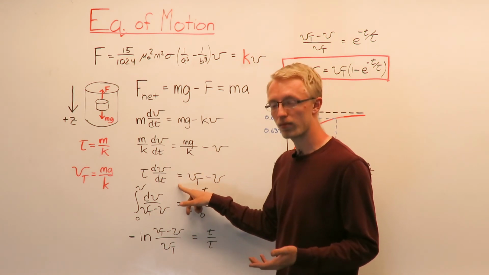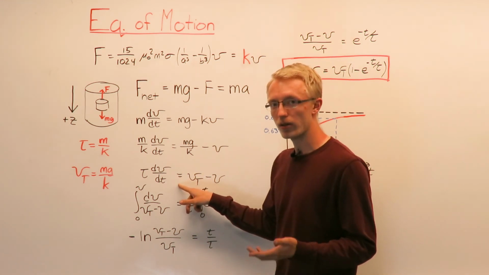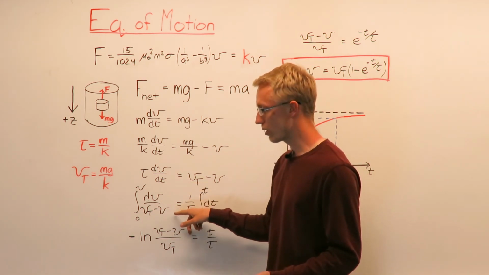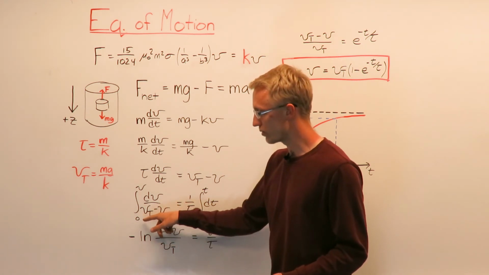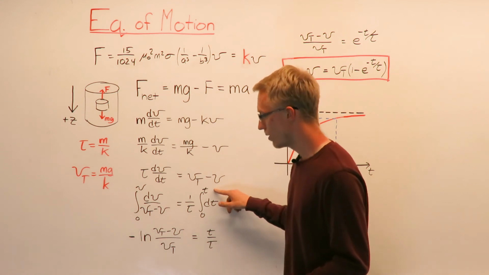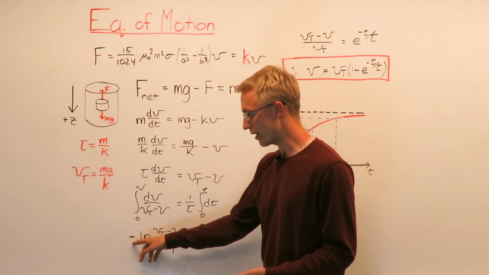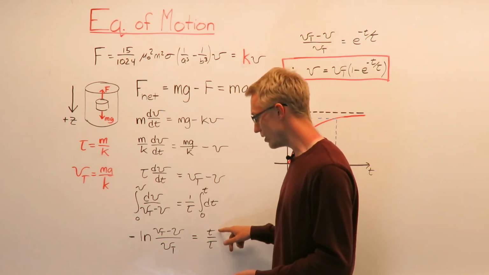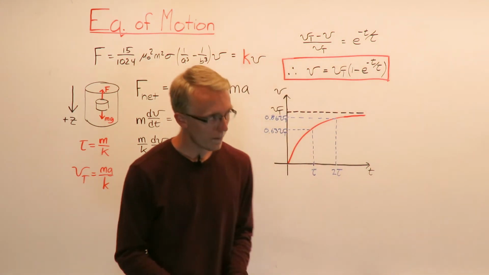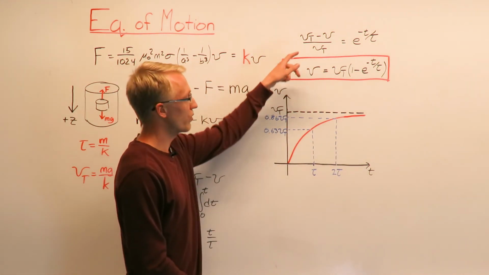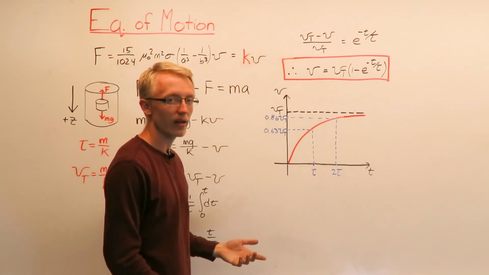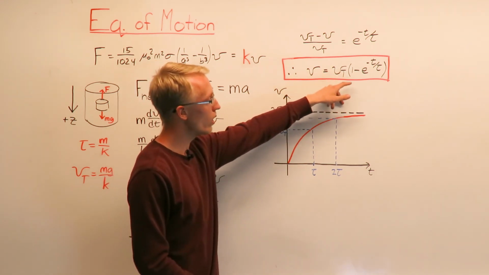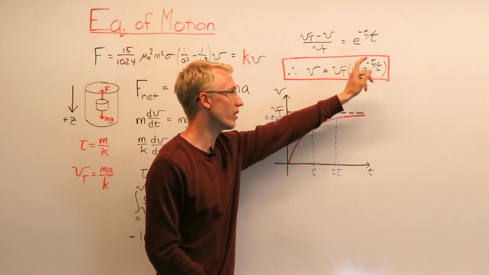Now this is what's called a differential equation, and you don't need to know much about them right now in order to solve this. What I'm going to do is get like terms on the same side and then integrate from 0 to v and 0 to t. If I do this, I get that the negative natural log of (V_t minus v) over V_t is equal to t over tau. If I exponentiate both sides and then solve for v, I get that the velocity of the magnet is equal to the terminal velocity times (1 minus e to the negative t over tau).